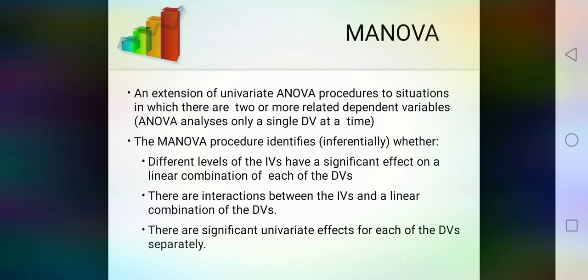The MANOVA procedure identifies whether different levels of independent variables have a significant effect on a linear combination of each of the dependent variables. There are interactions between the independent variables and a linear combination of the dependent variables. There are significant univariate effects for each of the dependent variables separately. We have different levels for which independent variables affect in some manner the combination of dependent variables, and in MANOVA the two dependent variables are related to each other in the form of linearity.